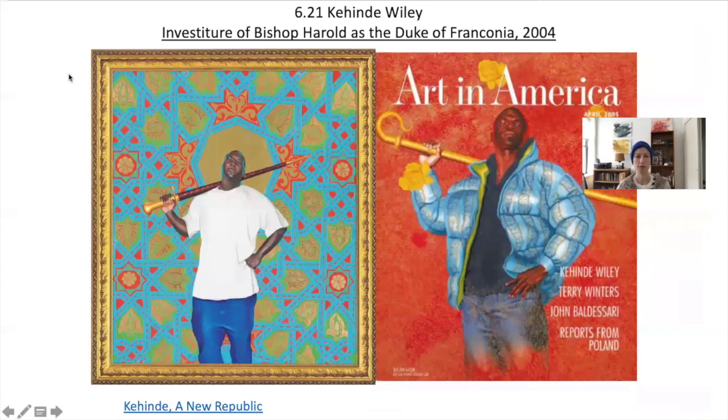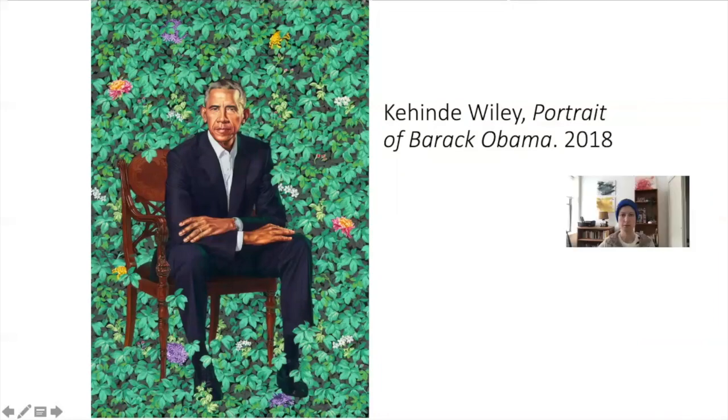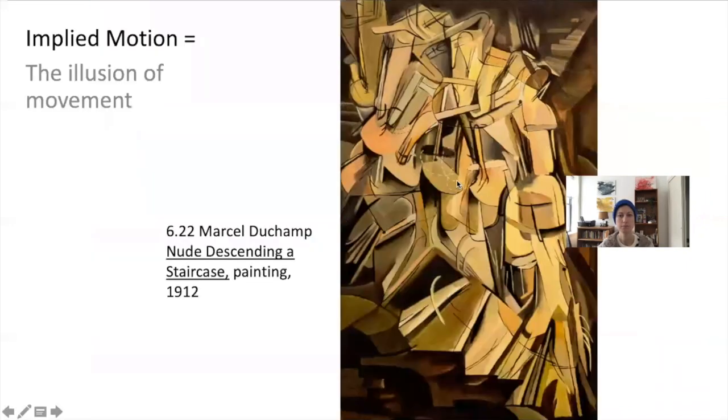Here are a couple other examples by Kehinde Wiley, who has been a very popular artist in recent years and landed on the cover of Art in America, which is a really famous art magazine. And it also landed him the commission to paint Barack Obama's portrait in 2018, which became very famous. It is now in the National Portrait Gallery. That sense of implied movement or implied motion.